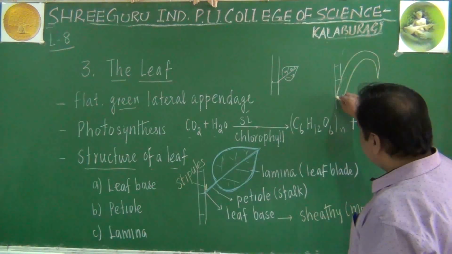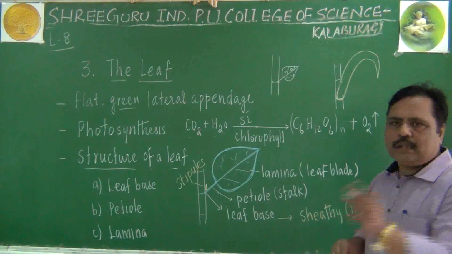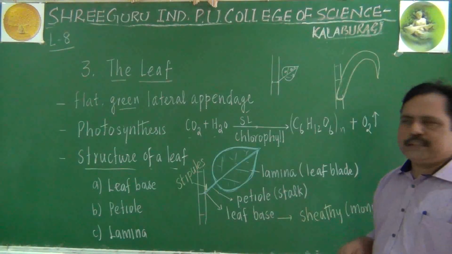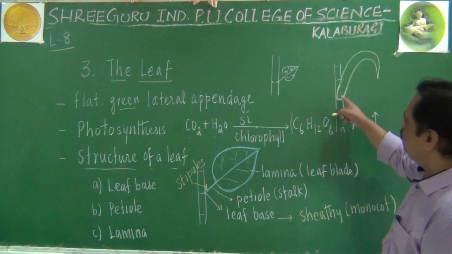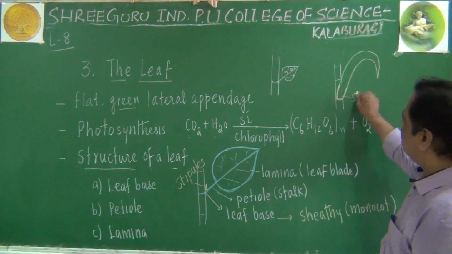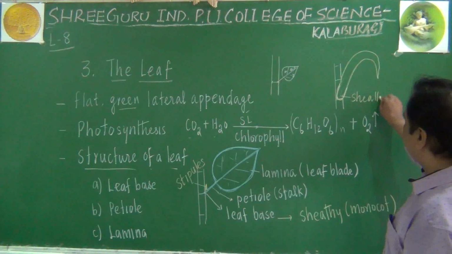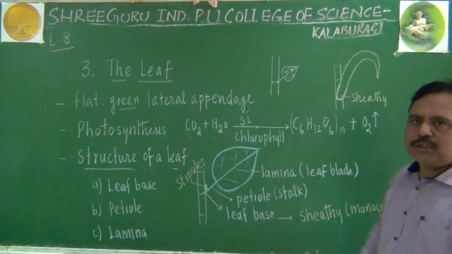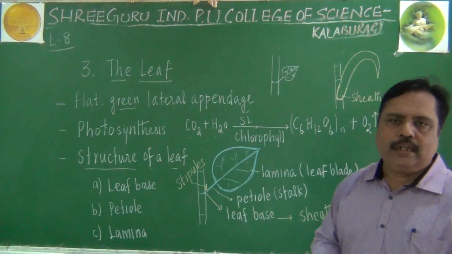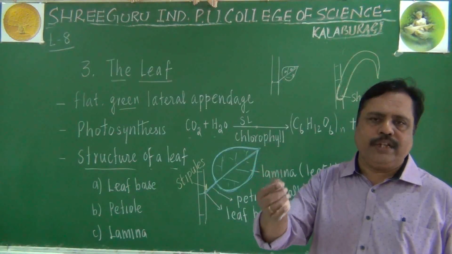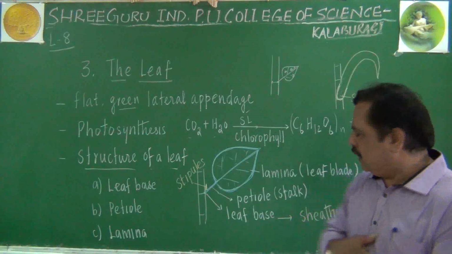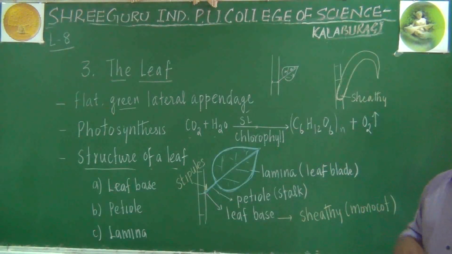This green leaf will not contain a petiole-like structure, but a part of the leaf will be covering the stem here. So this is called a sheathy leaf base. So sheathy leaf base, where do you find it? In cereals. That means jowar, paddy, wheat, even sugar cane, there we can come across a sheathy leaf base.